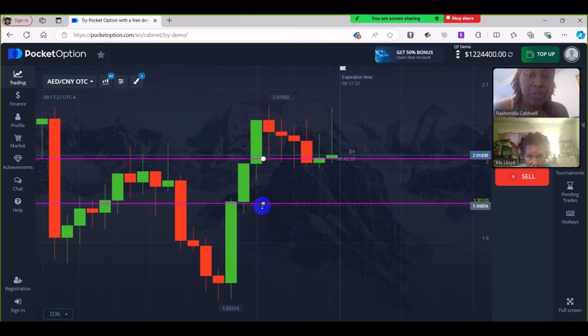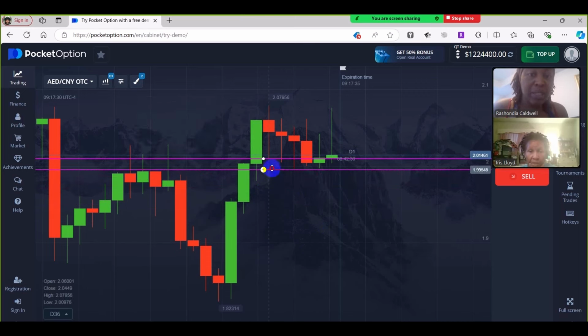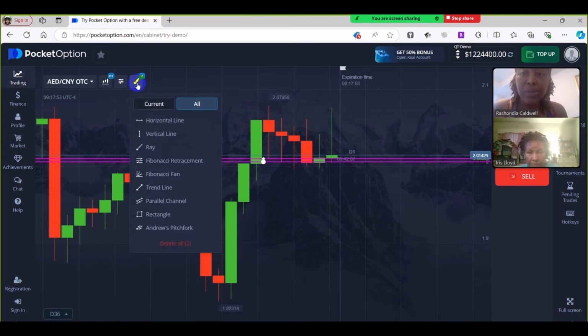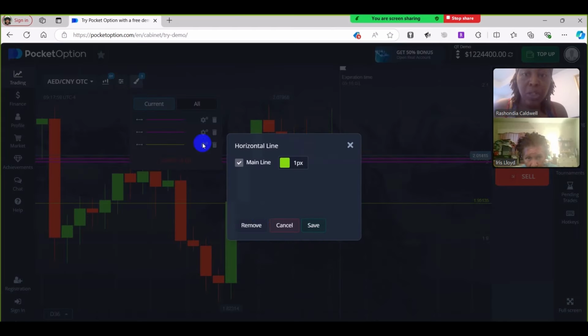And you can color code it if you want to. I'm just making it pink. You can make it different colors if you want to. But you put it at your wicks that's close to where the current candle is, where it bounced off the last time. Right? So when you go down to a smaller time frame, you have your lines already set and locked.